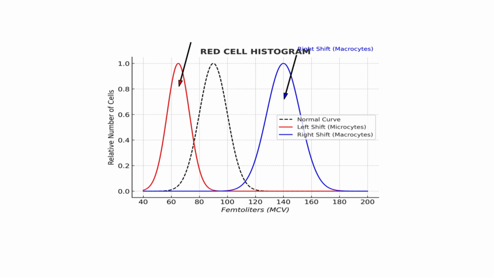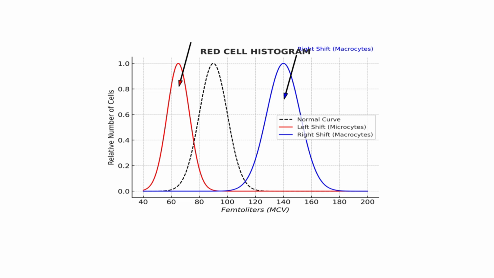On the other hand, a right shift represents macrocytes, or abnormally large red blood cells. The peak moves to the right. This pattern can be seen in conditions such as vitamin B12 deficiency, folate deficiency, or liver disease.